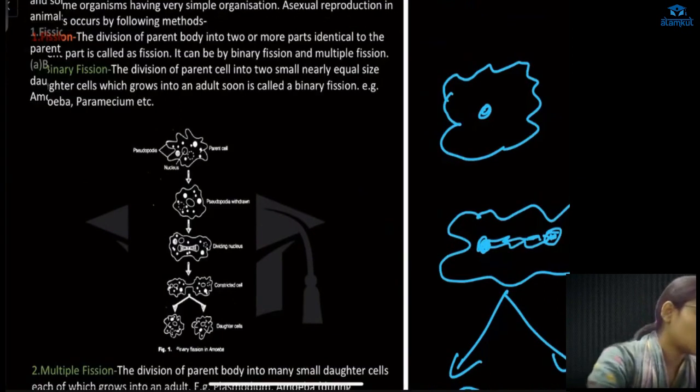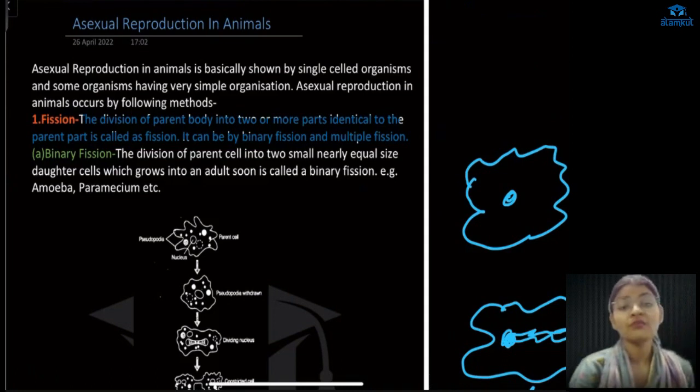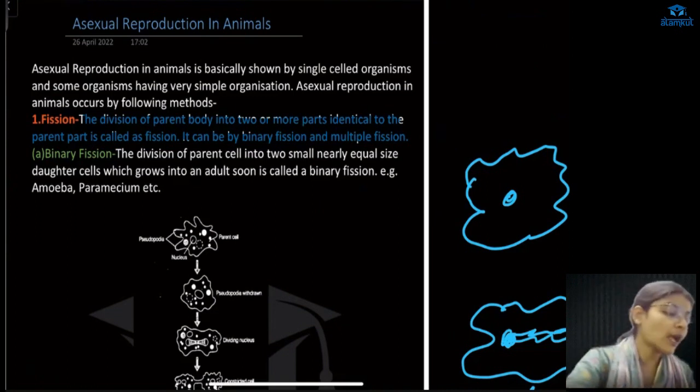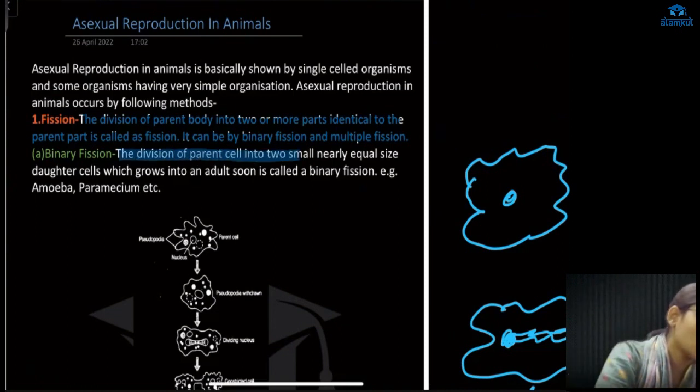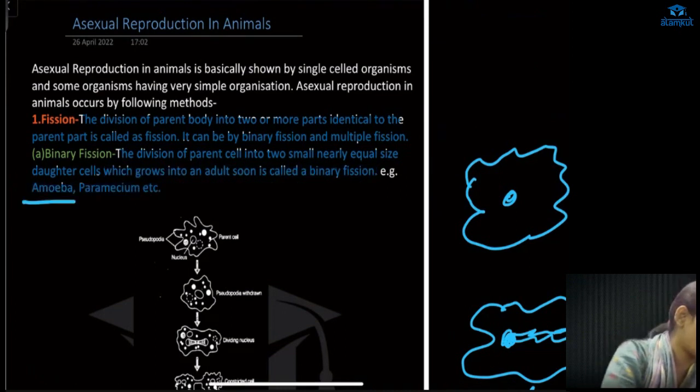Now coming back to the slide, what is fission? The division of the parent body into two or more parts identical to the parent is called fission. It can be binary fission or multiple fission. What is binary fission? The division of the parent cell into two small, nearly equal sized daughter cells which grow into adults soon is called binary fission. Examples are amoeba and paramecium. You have to remember these examples because they are important.